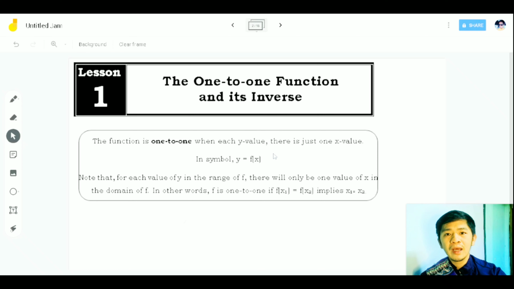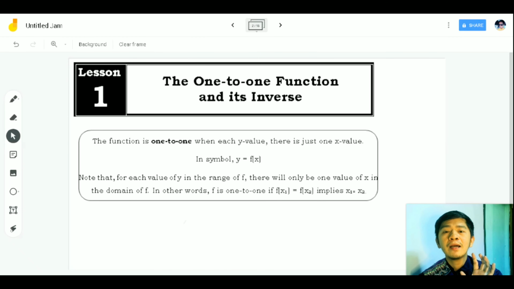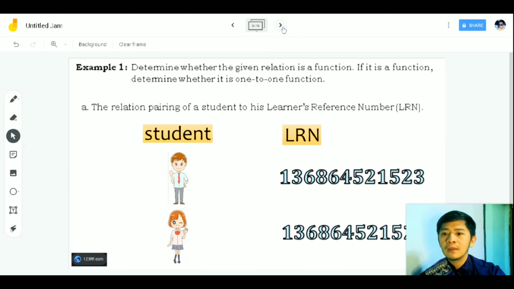So, sinasabi rito na kung meron kang isang y value, meron ding nag-iisang x value. So, ganun lang siya kasimple. Or in other words, kung meron ka namang isang x value, meron din siyang nag-iisang corresponding na y value. So, magbibigay ako ng mga examples.